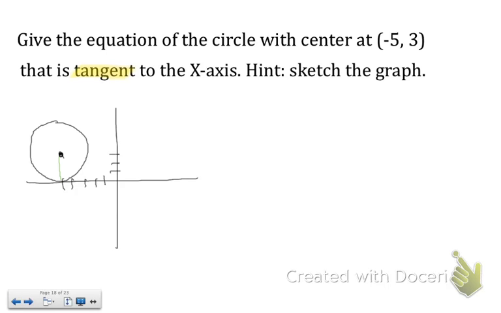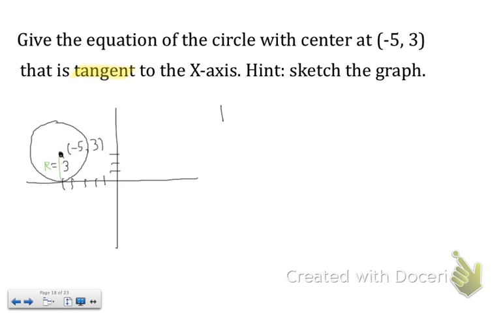is our radius. Okay. So, if we know that that point is (-5, 3), that means that we moved up a distance of 3, 1, 2, 3, from our x-axis. So that means that our radius is going to equal 3. Okay. So now we have our center and we have our radius.